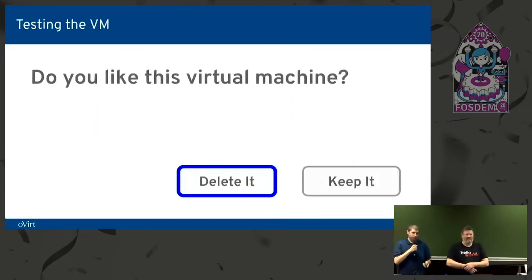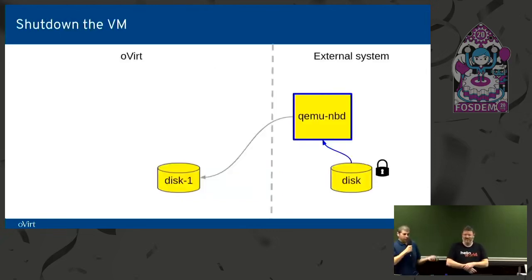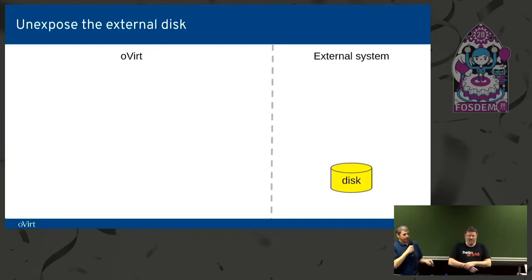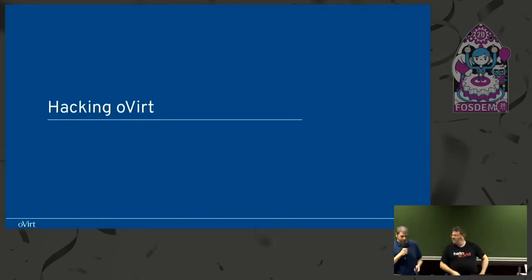Okay, let's see what we do if we want to delete it. First step, shut down the VM. Next, delete the temporary disk and unexpose the external disk. So this is the basic rollback and cleanup. Okay, so now Nir will show how to hack Overt.